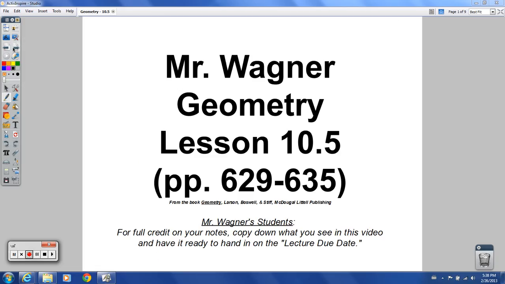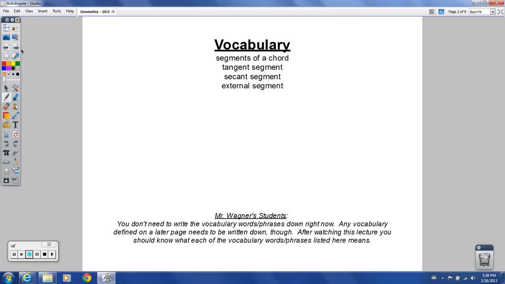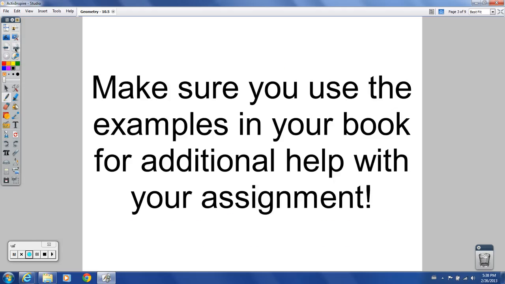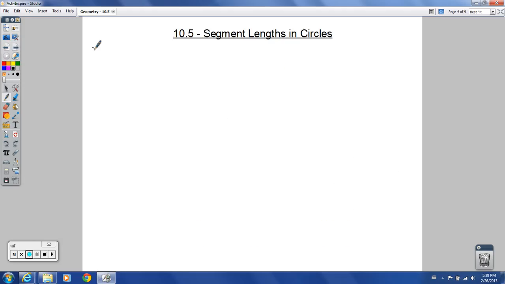We're going to talk about different segment lengths in circles with this lesson. There's some new vocabulary. Make sure you know those things by the end of this lesson, and use those extra examples in the book for additional help as always. Let's check out a couple of new theorems in this lesson.